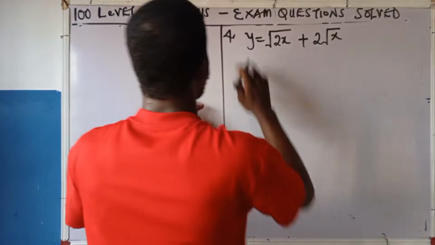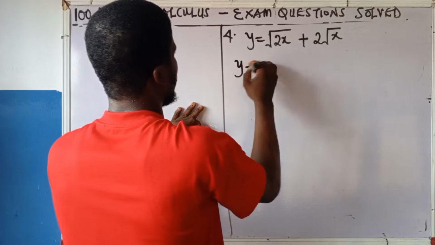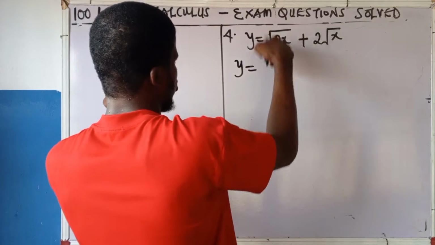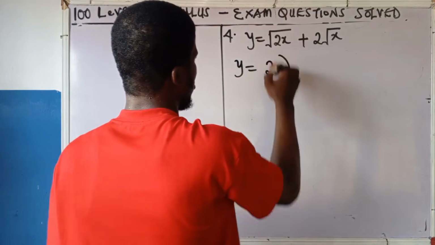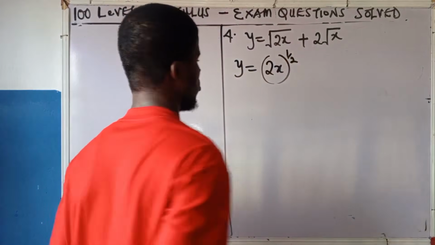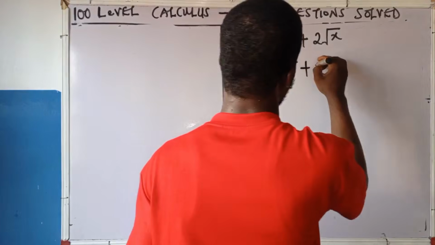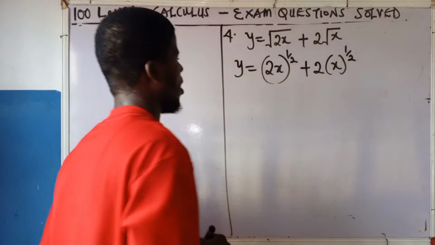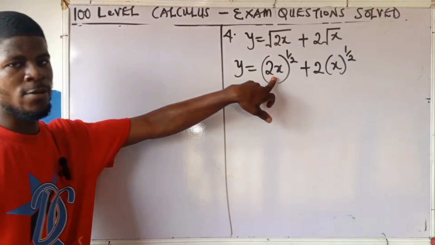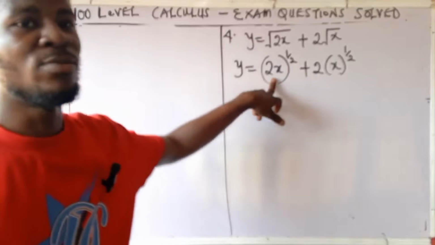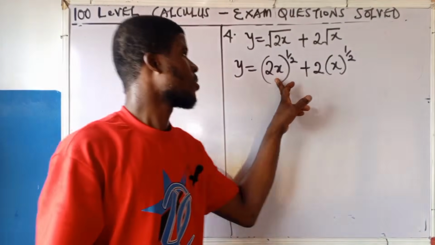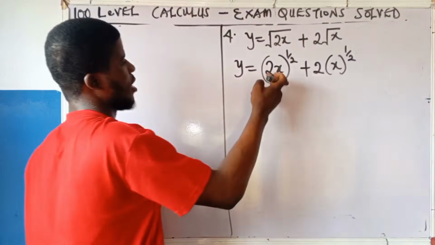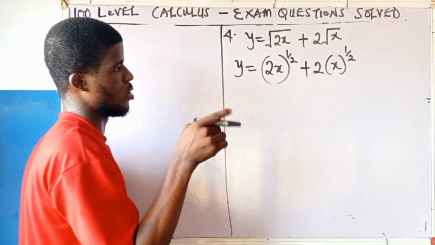Now, look at it. This is y equals 2x in the square root. So we have 2x raised to the power 1 over 2. You know that. Plus 2 times x to the power of 1 over 2. Now, I think we have to perform something here. Yes, we have to perform the chain rule of differentiation. There is a coefficient attached, so we must do the square root.